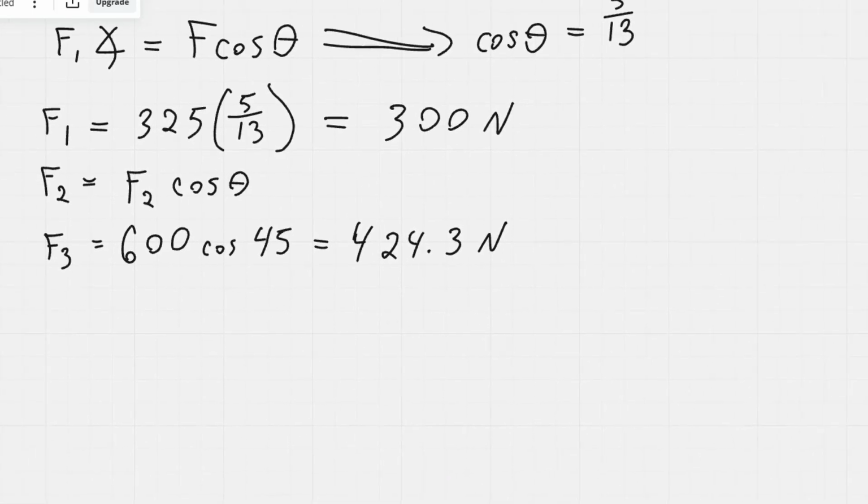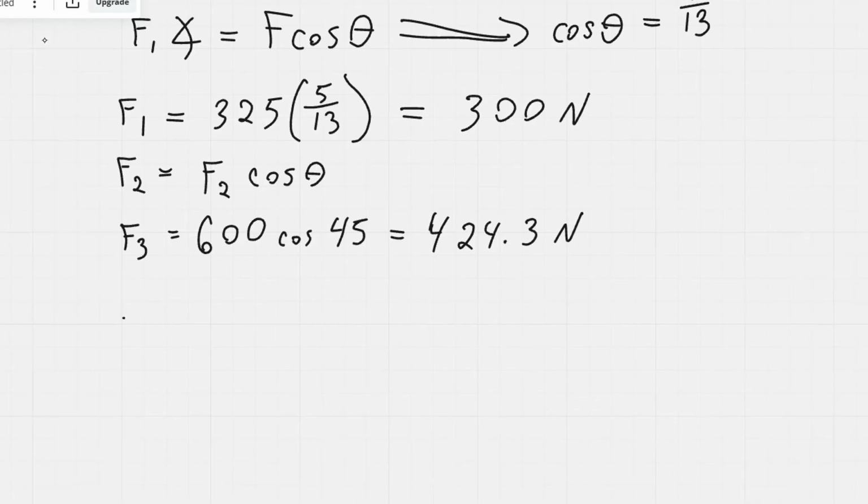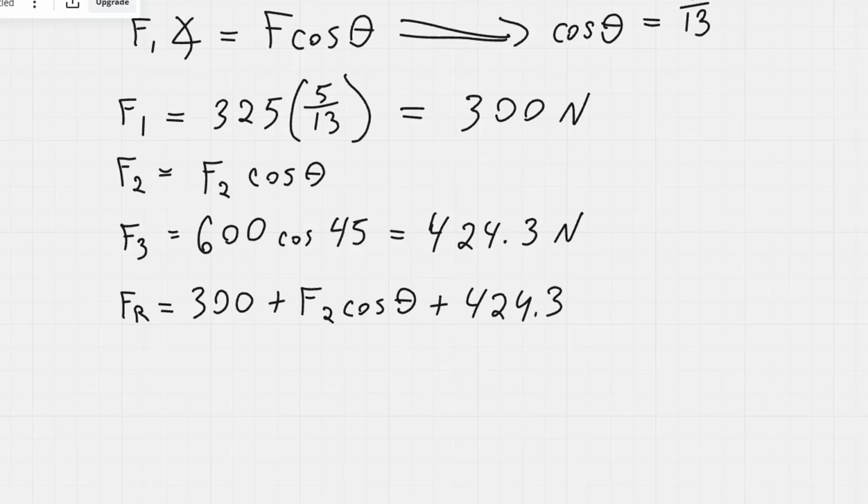And so what we're given is our resultant here, FR, is equal to 300 plus F2 cosine theta plus 424.3. That is our resultant for the x direction. And we don't know what it is yet. So we're just going to keep it like that.